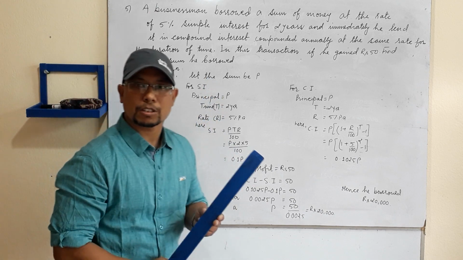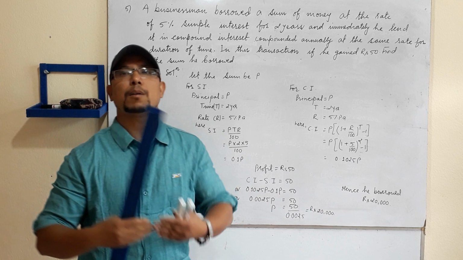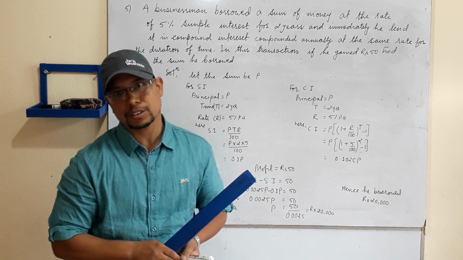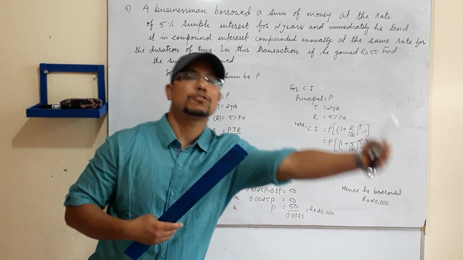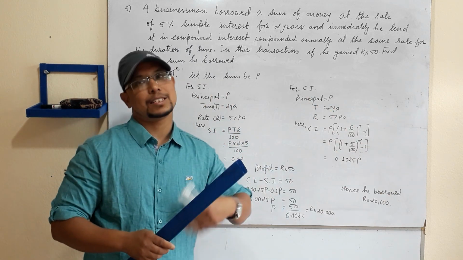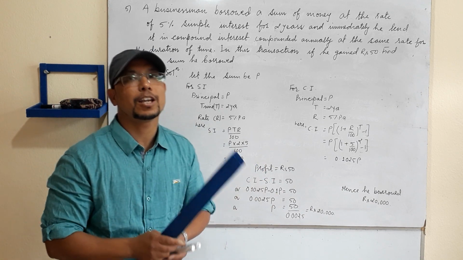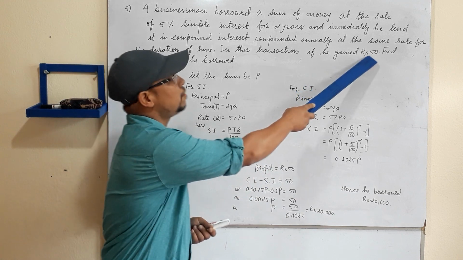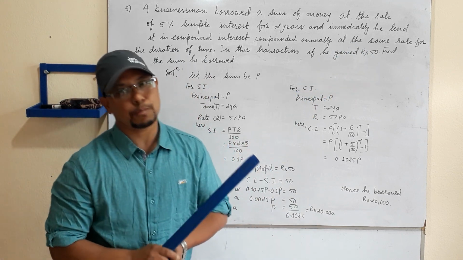Now, what is the question? The question says one person borrowed money from another person at simple interest, and the same money he lent to someone else, investing at the same time and the same rate. From here he made a profit of Rs 50, and you are supposed to find the principal.